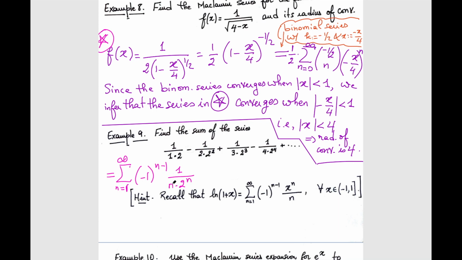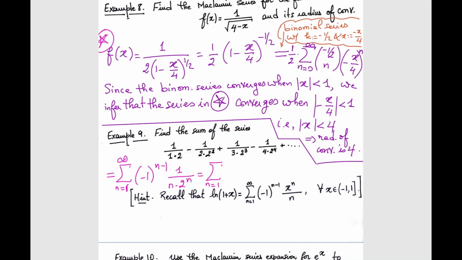So when n is 1, that's going to be plus here. That's going to be 1 over 1 times 2. When n is 2, that's going to be negative. That's going to be negative 1 over 2 times 2 squared, and so on. Okay? So that looks good. And this is equal to sigma. Again, I'm trying to approach it this way.